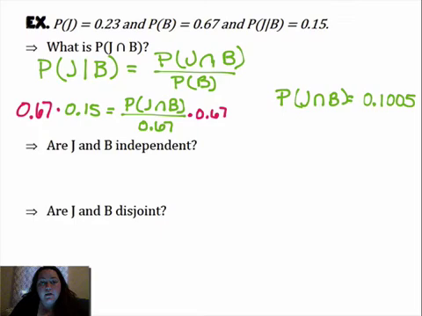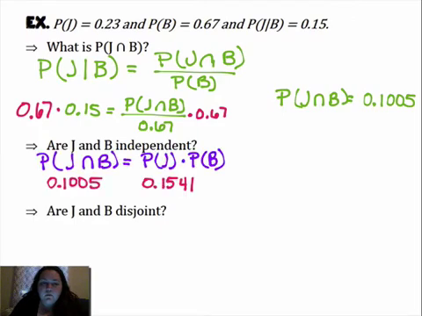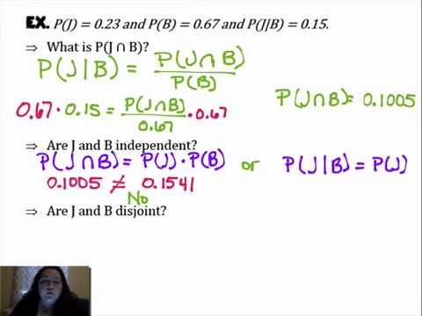Are J and B independent? Well, I have two different ways I could check for independence. I can see if the probability of J and B, which I just found is 0.1005, is equal to the probability of J times the probability of B, which it is not, so no, they're not independent. Or I could also have checked the probability of J given B, is that equal to the probability of J? Well, the probability of J given B is 0.15, and the probability of J is 0.23, so no.